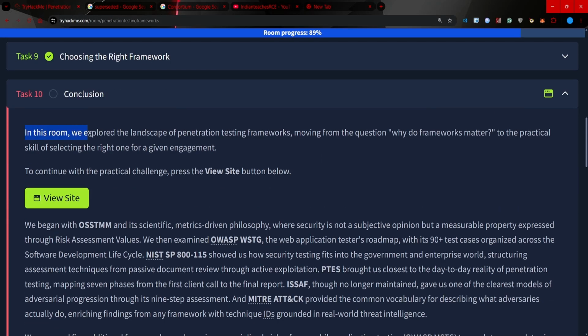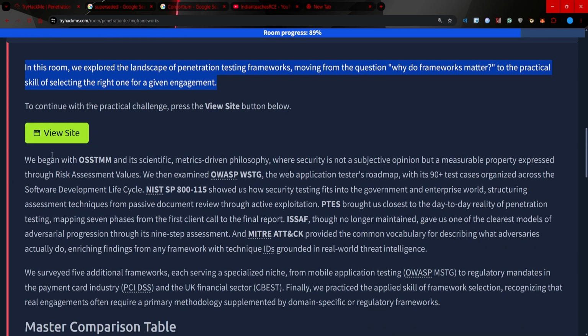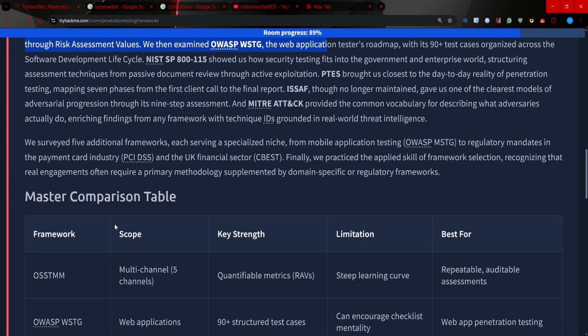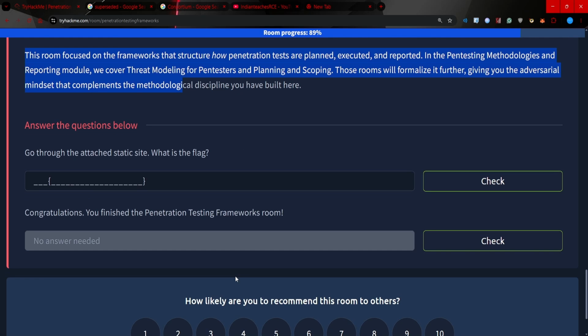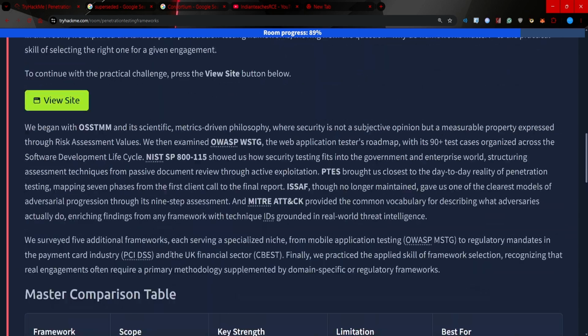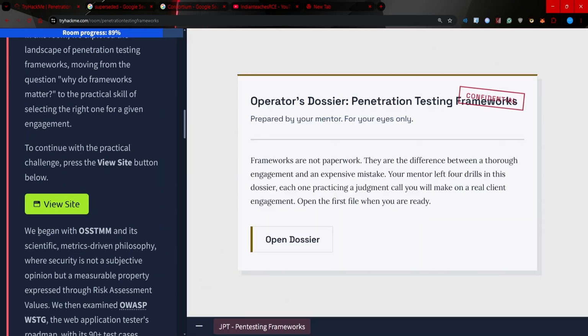Okay. So in this room, we'll explore the landscape of penetration testing frameworks, moving from the question of why frameworks matter to the practical skill of selecting the right one for a given engagement. We begin with OSSTMM. It's a scientific, metrics-driven philosophy.